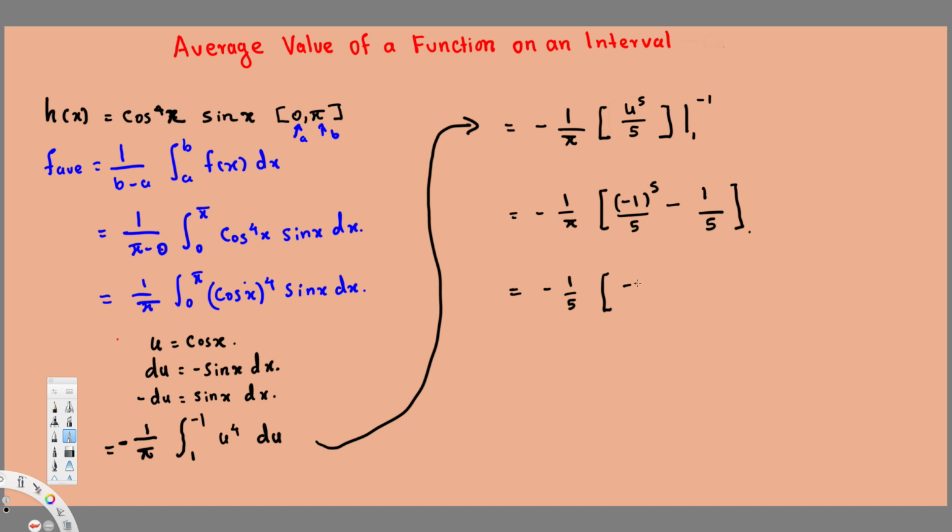So this is going to be negative 1 over 5 minus 1 over 5. So minus 1 minus 1 is minus 2, over 5. So we have minus 1 over 5 times minus 2 over 5, and if you multiply this one, minus times minus is plus, you will get plus 2 over 25, and that's the answer. You don't have to write the plus at all.